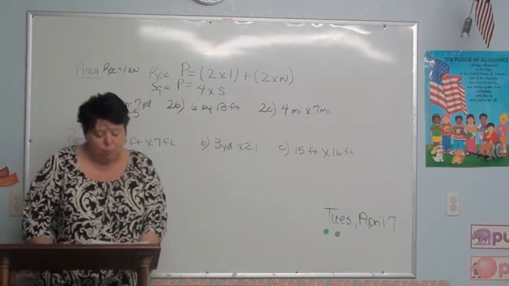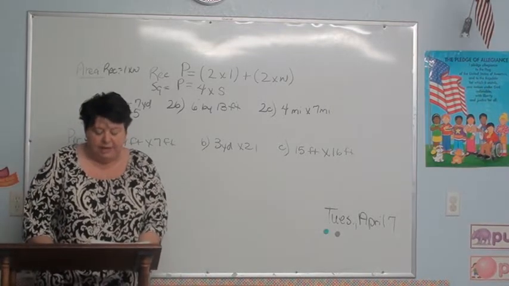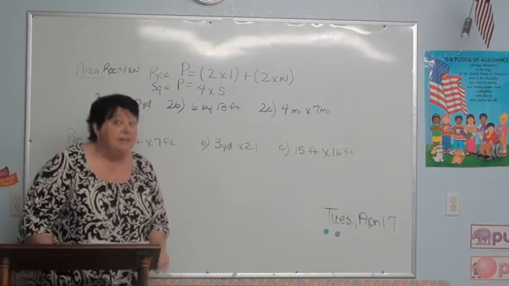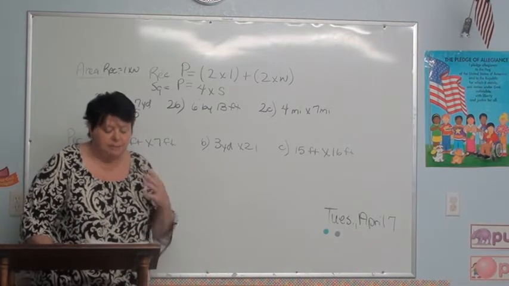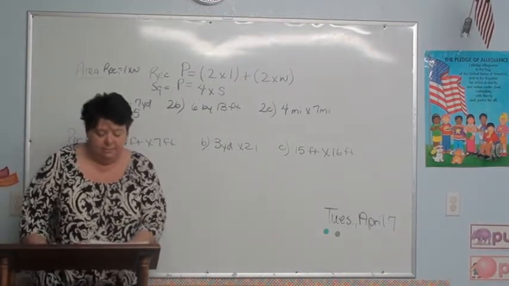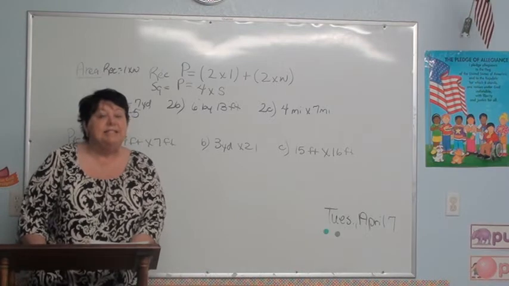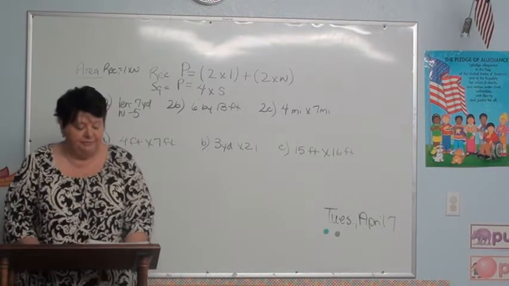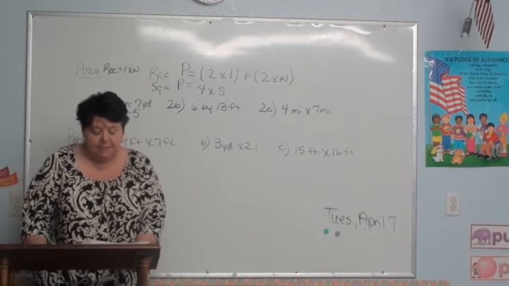Now go down to 1A. The length is 6 feet, the width is 3 feet. Length times width, 6 times 3 is what? 18. 18 square feet. Remember, that makes it square feet. Now let's go to B.